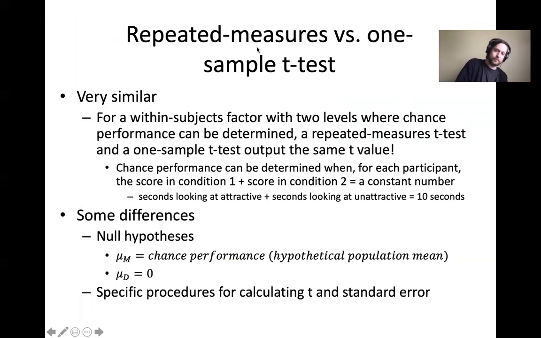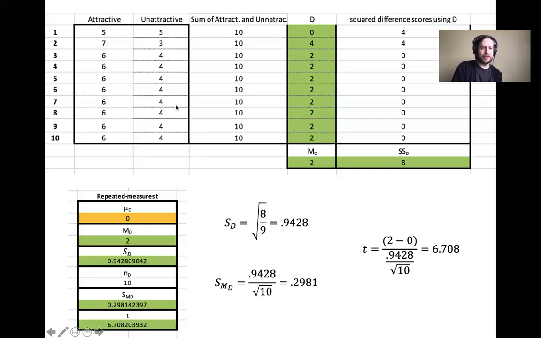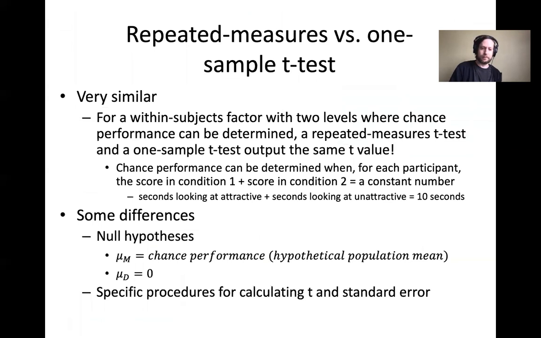So going back here, we just calculated repeated measures t. That's what this is right here, repeated measures t. But I'm telling you that because these numbers are all 10, because they're the same, because we can calculate chance performance, we can also calculate a one sample t-test as well. And the one sample t-test will give us the exact same number. That's basically my hypothesis for us, and I'll prove it to you, that given that we're going to calculate one sample t right now, it's going to give us that exact same 6.708 number that we just got when we did the repeated measures t. So let's prove it.